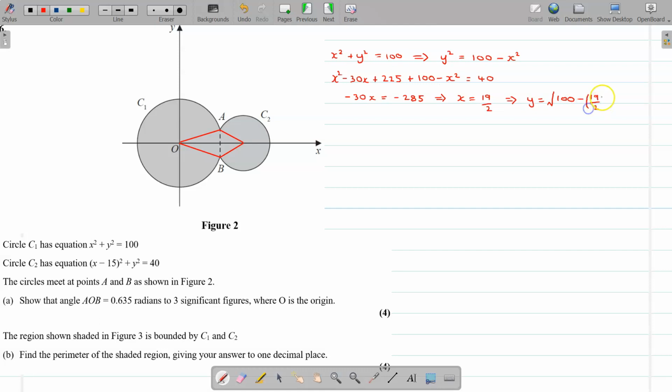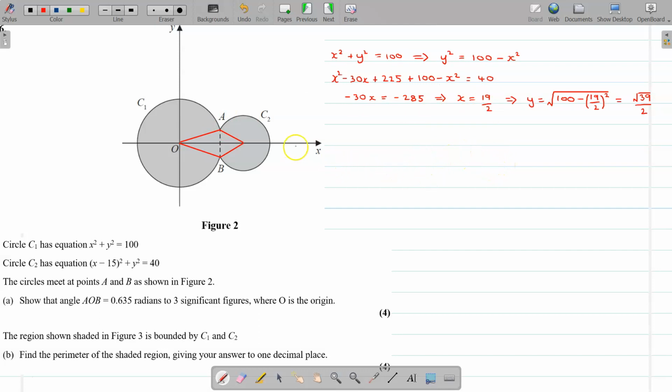Okay, and we can get that as an exact surd off the calculator without needing to evaluate it numerically, and it comes to root 39 over 2. Okay, so that's the exact y coordinate of the point A, and the x coordinate is 9.5. Okay, so we've got that far.